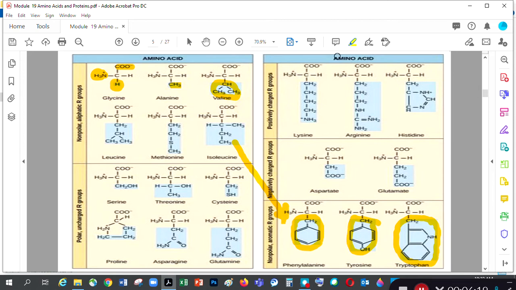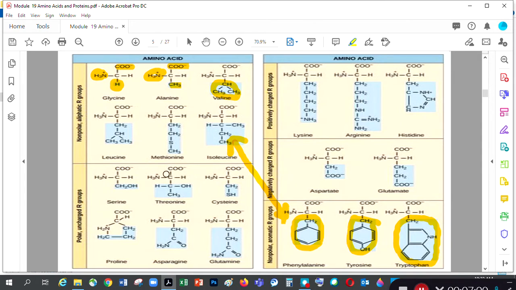So here it is: aliphatic non-polar and aromatic non-polar. We are talking about the R attached to the alpha position of the carbon. The alpha position carries the carboxylic acid group and the amino group, and then the whole side chain is based on this R group.